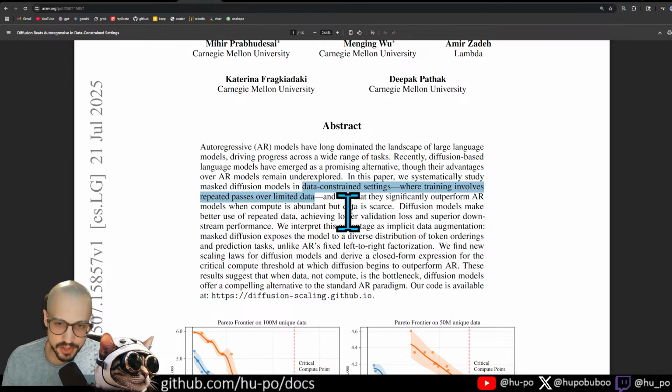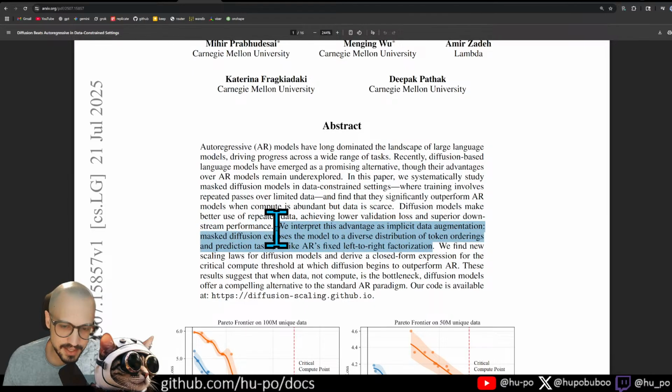Diffusion models make better use of repeated data, achieving lower validation loss and superior downstream performance. We interpret this advantage as implicit data augmentation. Masked diffusion exposes the model to a diverse distribution of token orderings and prediction tasks, unlike AR's fixed left-to-right factorization. And this is basically the key finding in this paper, right?